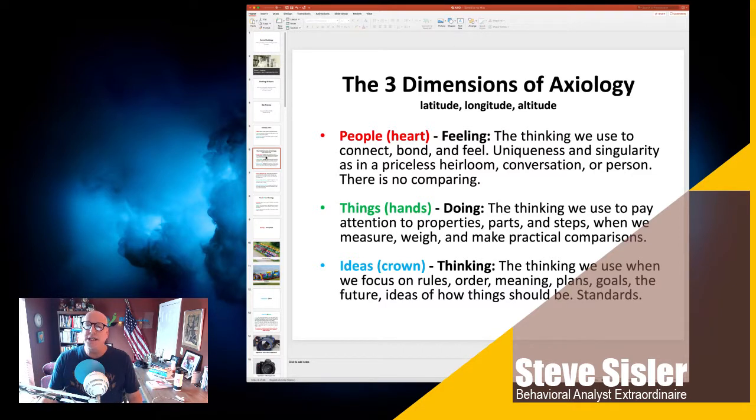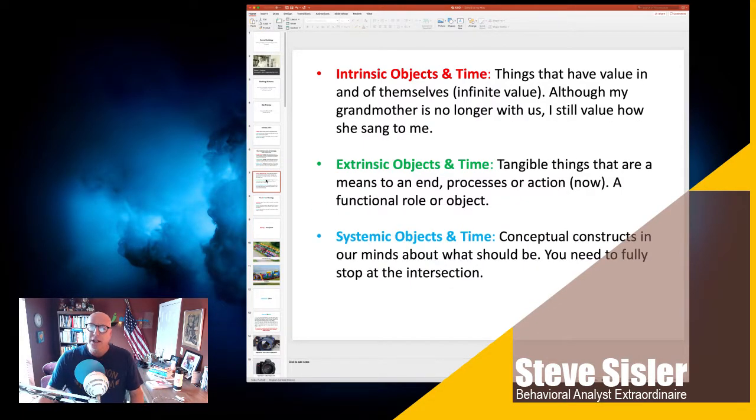So these are the 3 dimensions of axiology: people, things, ideas. Feeling, doing, thinking. Now, intrinsic objects in time. So again, things that have value in and of themselves. Infinite value. People have value in and of themselves. You've heard me say this many, many times. I talk about it all the time. So although my grandmother is no longer with us, I still value how she sang to me. So there's an infinite value there.